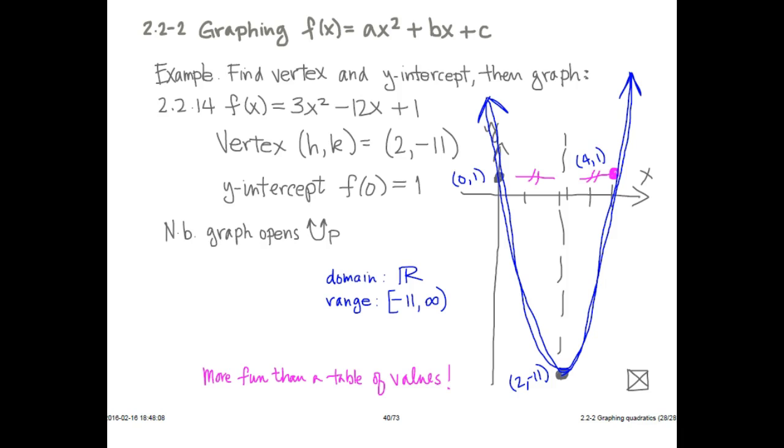More fun than a table of values. Well, what isn't? And that is the last slide for this part of our lesson on graphing.